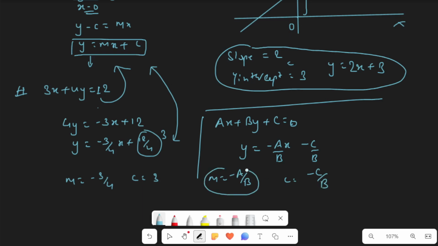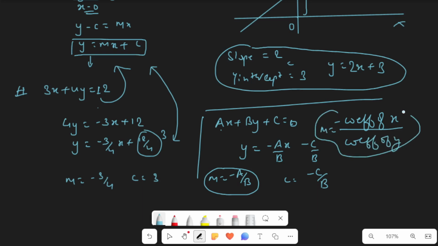Here, this is minus a by b. It is minus coefficient of x divided by coefficient of y: a is nothing but the coefficient of x and b is the coefficient of y. So slope can be calculated by this form when the general equation is given.